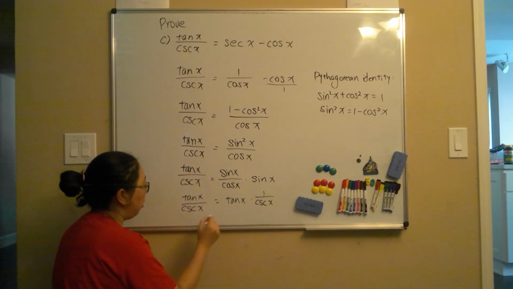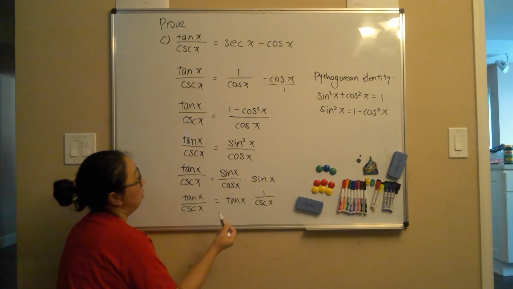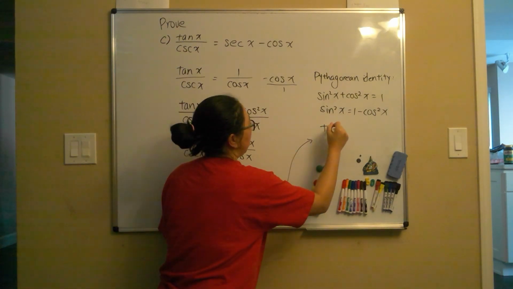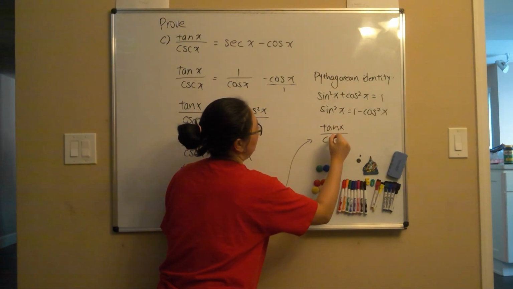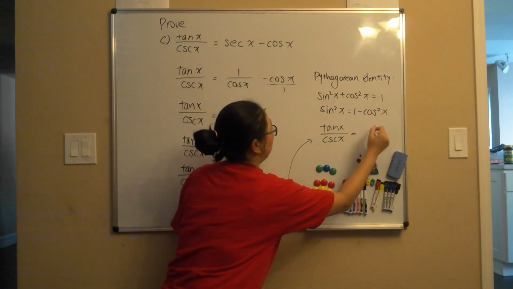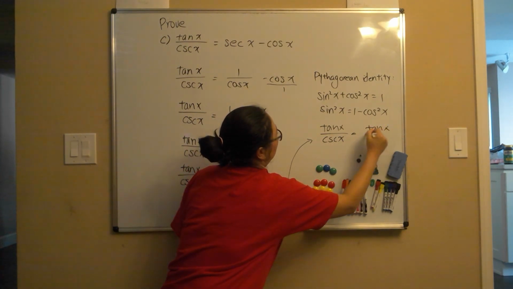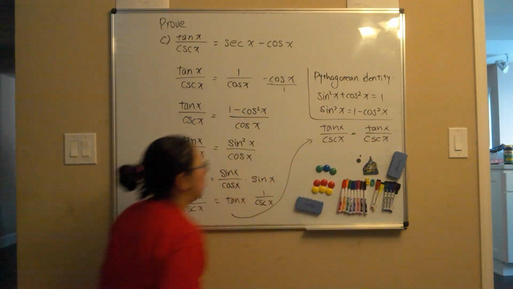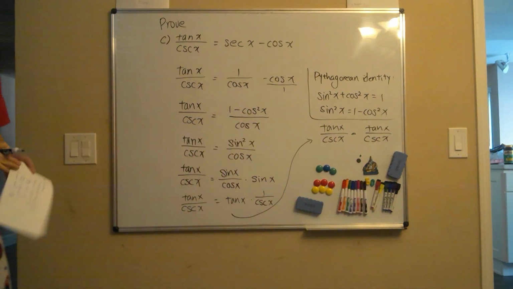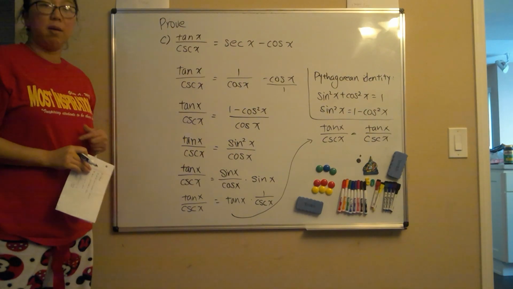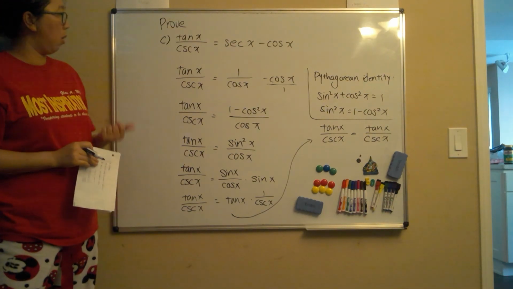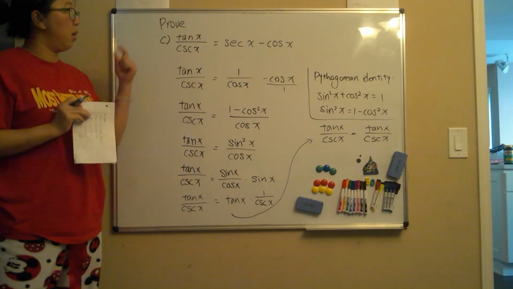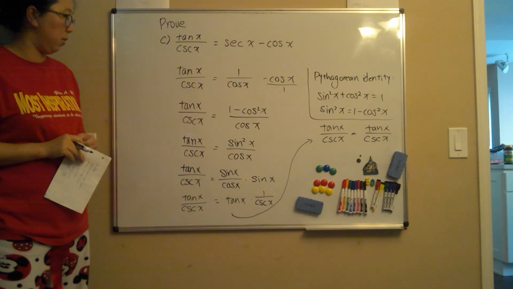Which will then take me to where I need to be. I'm going to write it over here because I'm running a little bit out of room. So tangent x over cosecant x is equal to tangent x over cosecant x, which then finishes my proof. Okay? So again, it really doesn't matter which side of the question you start with. Just remember, you're only allowed to change one side, and you must communicate the Pythagorean identity that you're using.